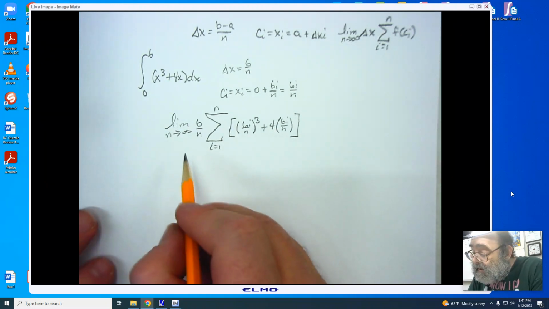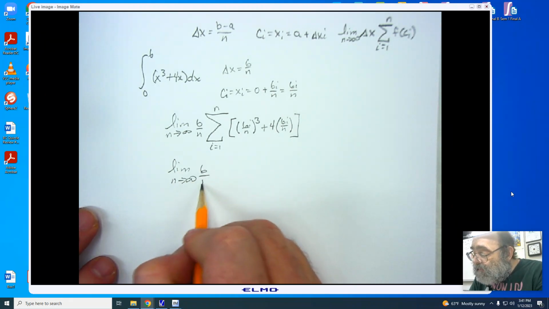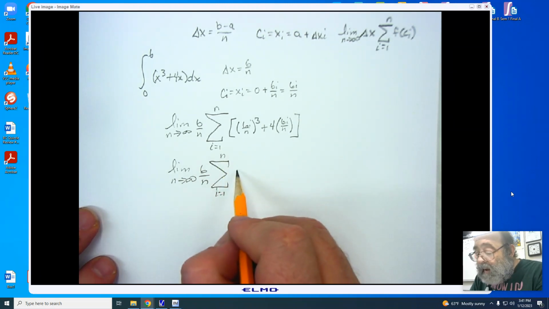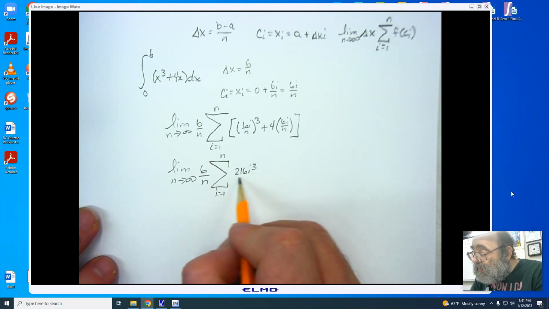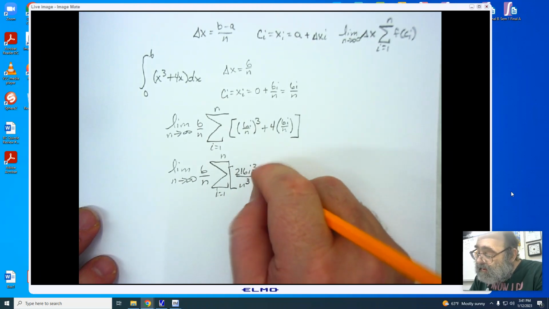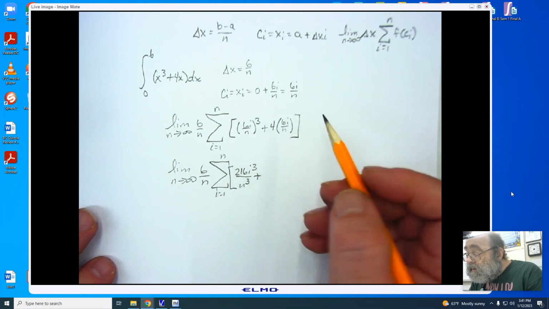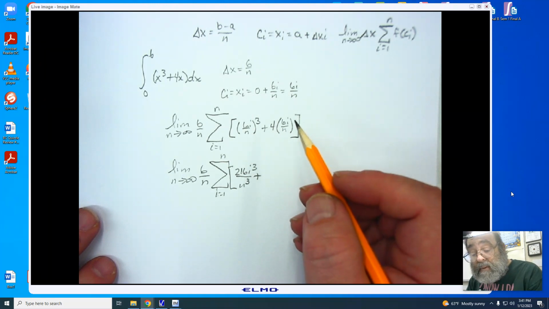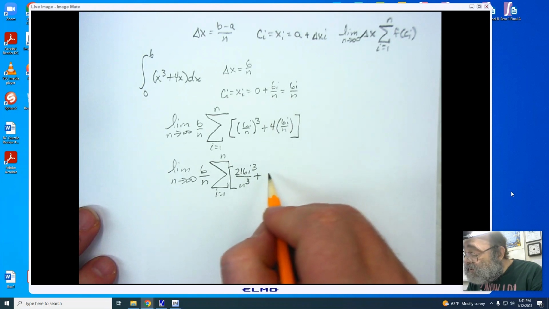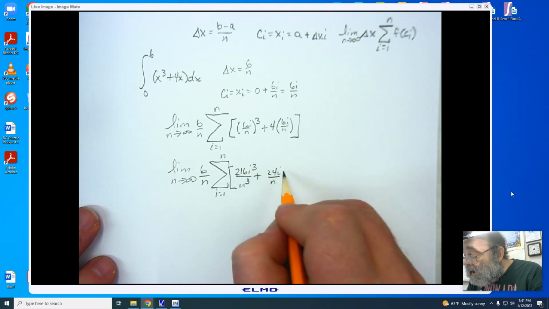6 cubed is 216. So I will have the limit as n approaches infinity for 6 over n, the summation from i equals 1 to n, and I have my 216 i cubed over n cubed. Then I have plus, not equals, plus, and I'm working with 4 times 6, and 4 times 6 is 24, and this is now i over n.